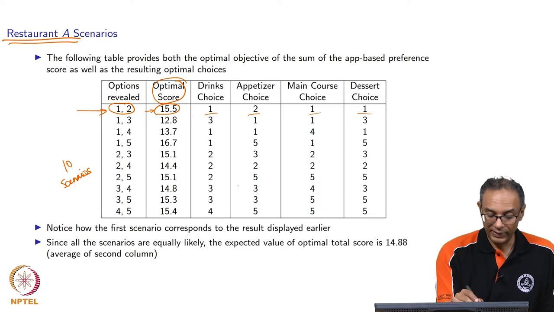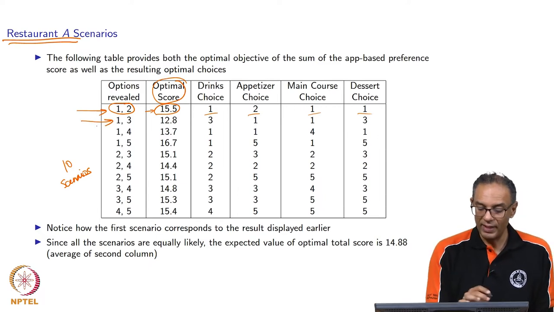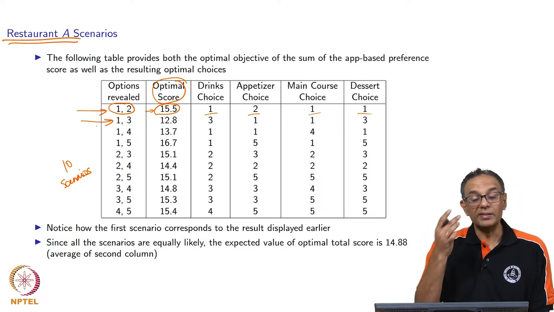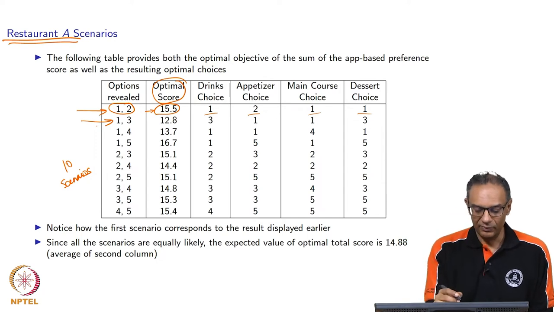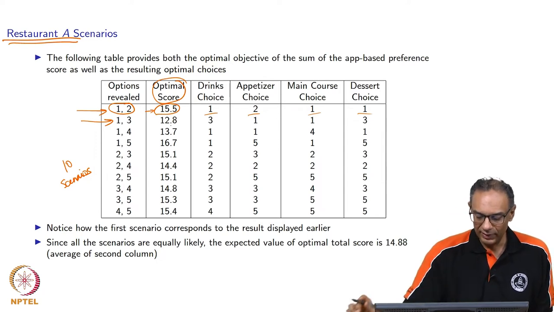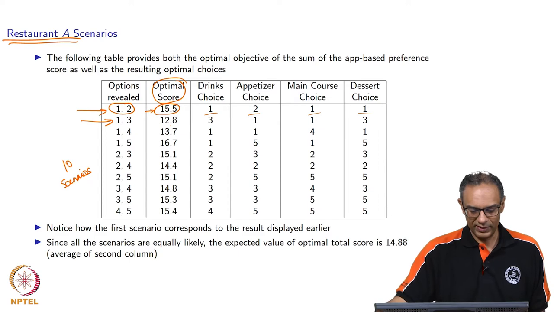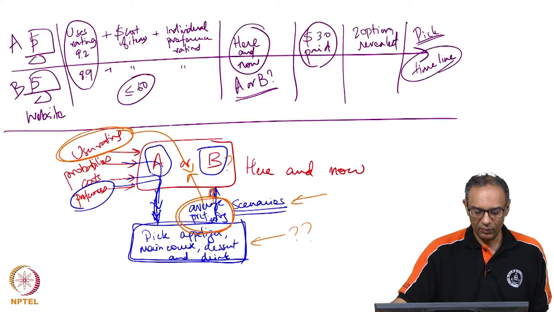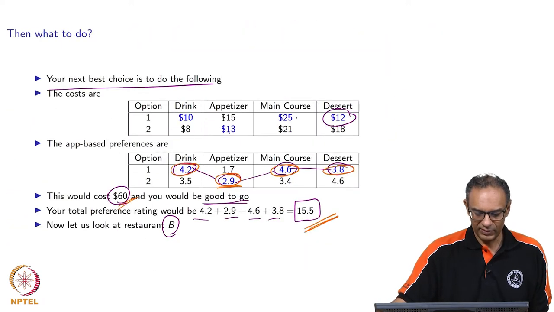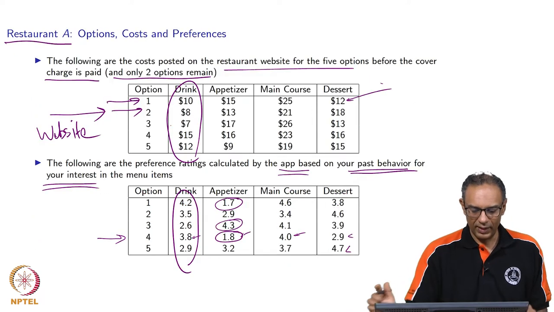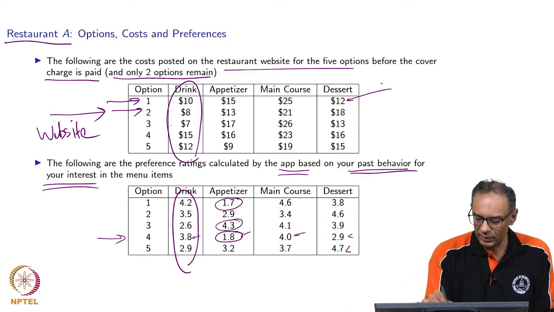Similar fashion, what if scenarios 1 and 3 are revealed? We could do a similar calculation and we could say, okay, if we were in that situation, let's say 1 and 3 are revealed, then what will you do? Well, you have this here, 1 and 3 are revealed, so this guy.